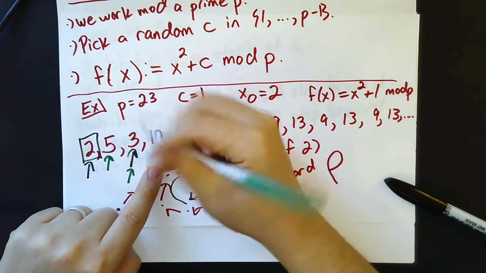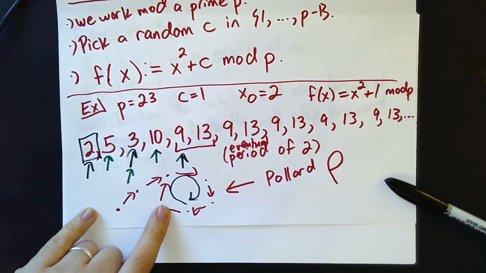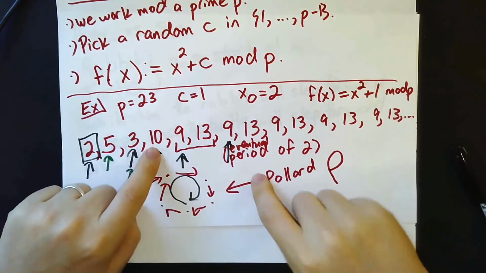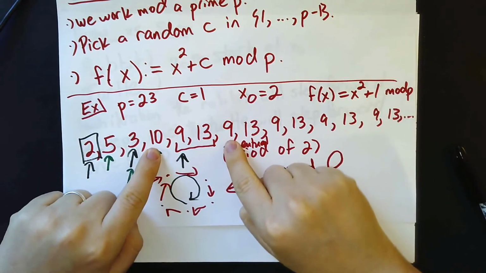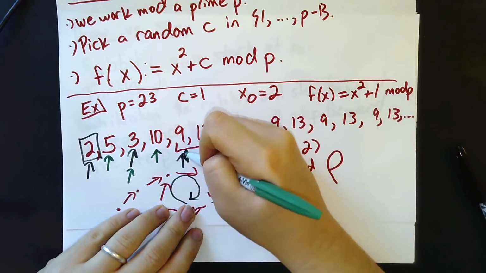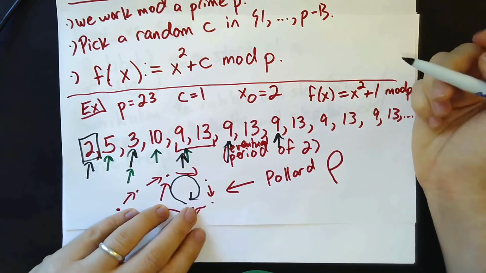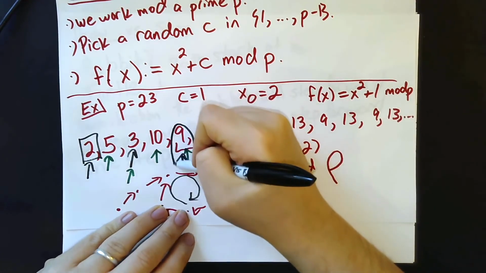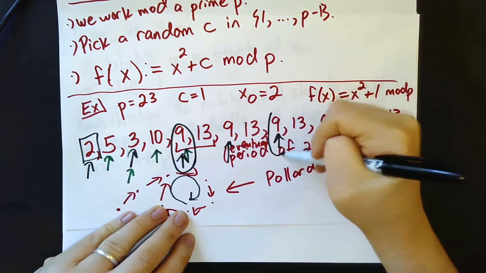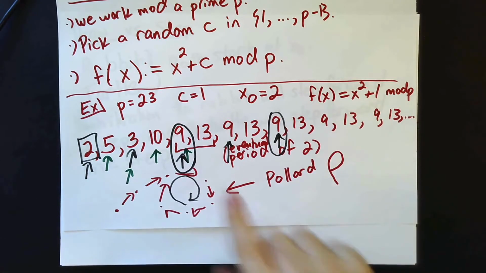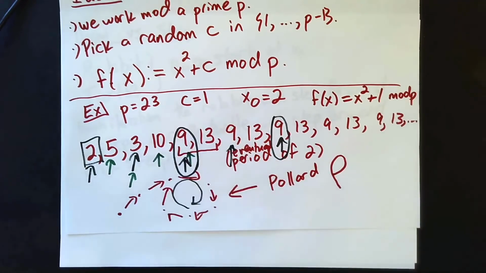So then the turtle will go ahead and take 1 step forward. The rabbit will take 2 steps forward. Okay. The turtle's looking at a 10. The rabbit's looking at a 9. Those numbers are not the same, so we keep going. The turtle takes 1 step forward. The rabbit takes 2 steps forward. And now, the turtle is looking at a 9, and the rabbit is looking at a 9. And so we have identified a collision in the path. Now note, it's not the first collision in the path. It's just a collision in the path.